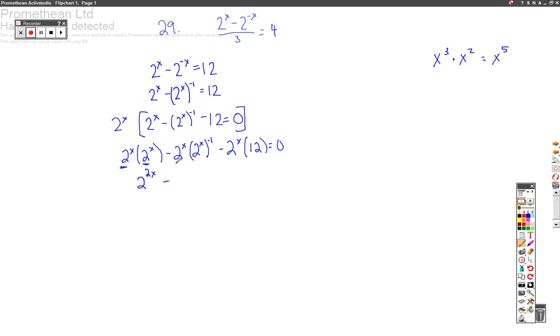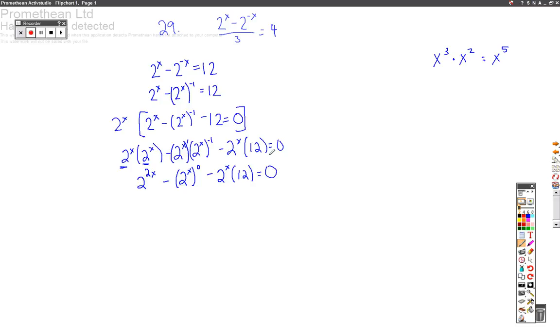Minus, I have the base and I have the same base. Remember that this is like 1. So when you add 1 plus negative 1, you get 0. So I have 2 to the x to the 0 power, minus 2 to the x times 12, and that equals 0.